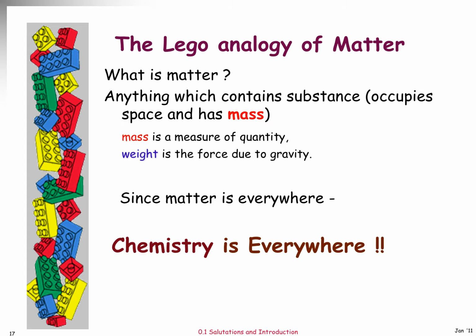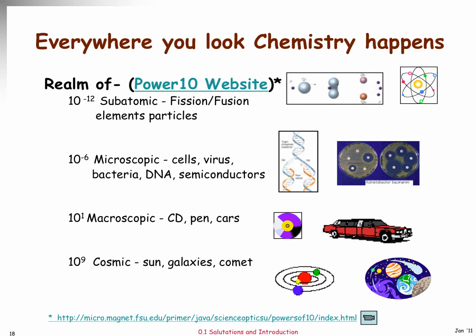Since matter is everywhere, chemistry must be everywhere. When we look at chemistry, we look at the very small and the very large. 10 to the minus 12, that's subatomic, the size of atoms and smaller. 10 to the minus 6, that's microscopic size. Cells, viruses, DNA are of that magnitude. Macroscopic, that's the size of a pen, cars. 10 to the 9th is the size of galaxies and planets. Here's a little video to let you see how big and how small our universe happens to be.